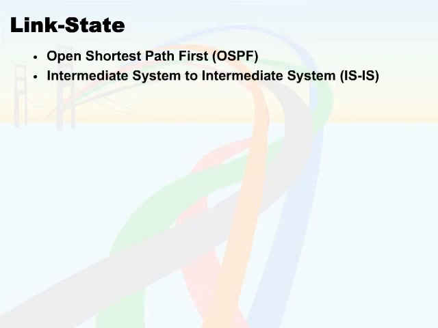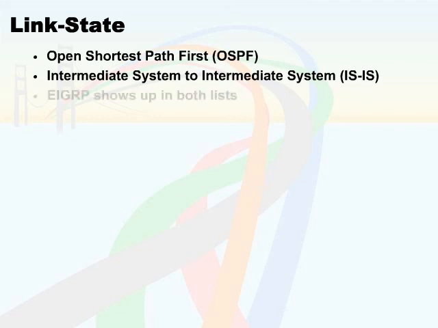The two classic examples of pure link state routing protocols are the Open Shortest Path First, or OSPF, and the Intermediate System to Intermediate System Protocol, or ISIS. These two protocols function in very similar fashion, and they actually look very similar in their architecture, their design, and their communication. Both these protocols have a much better metric than that of a distance vector.